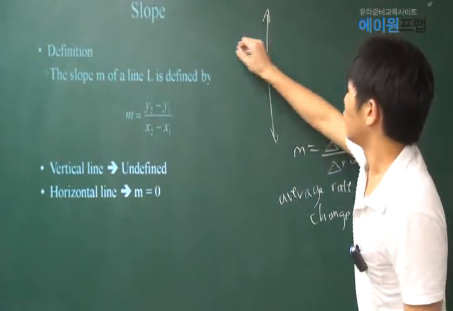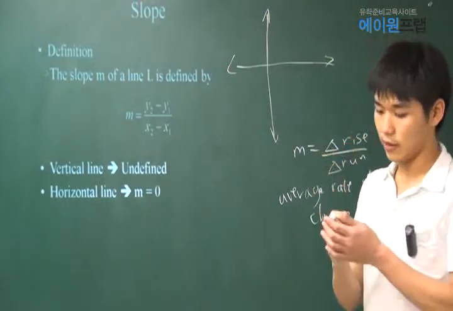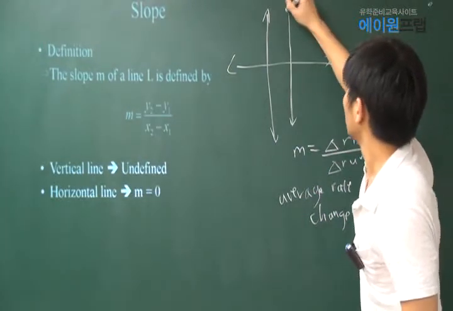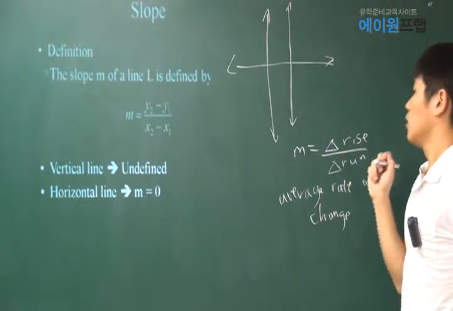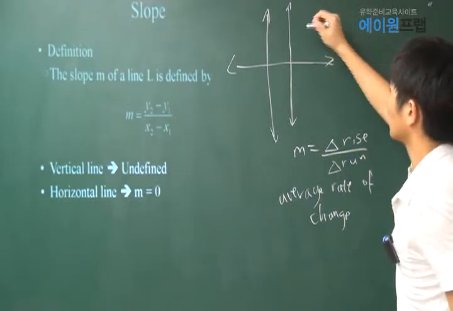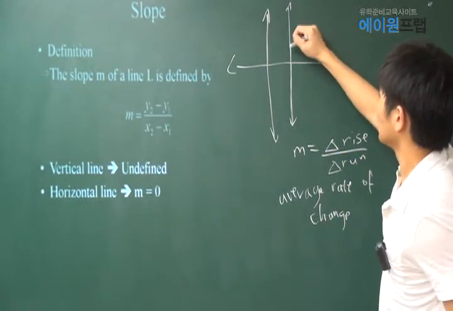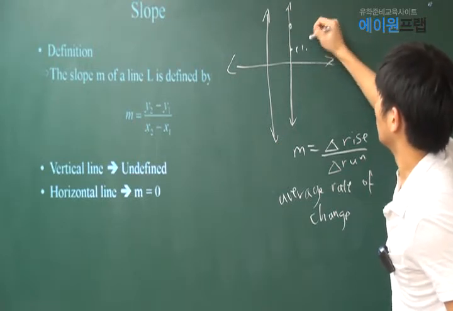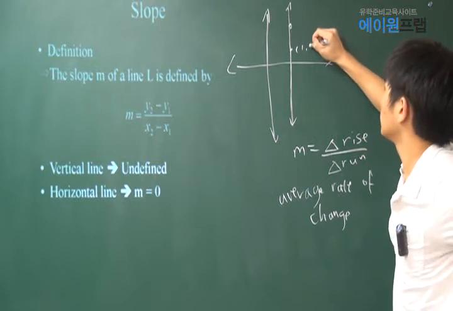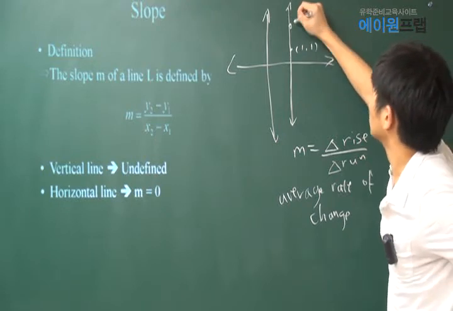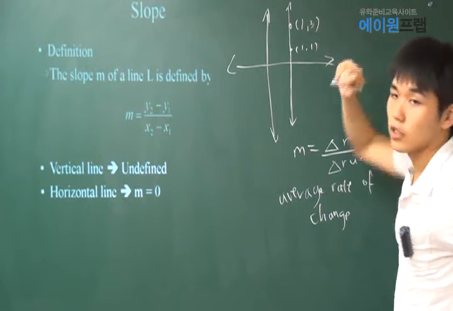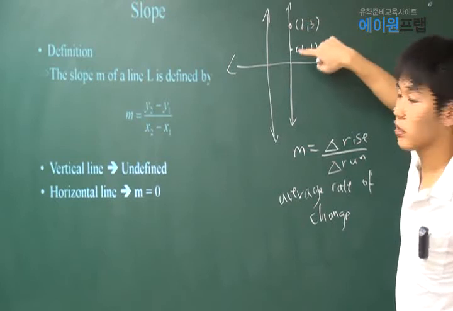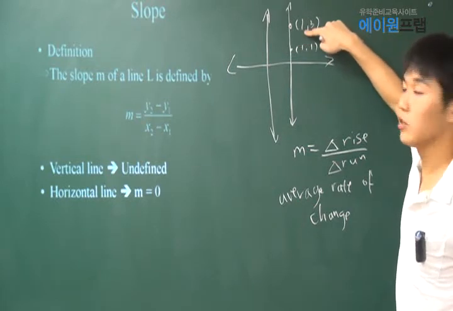Let's start off with some special cases, which is the vertical line. A vertical line means a straight line like that. So in this case, what is the rise over run? Clearly, let's just pick 2 points. Let's say this point is (1, 1), and that point is (1, 3). Since it's a vertical line, remember, a vertical line shares the same x coordinates.